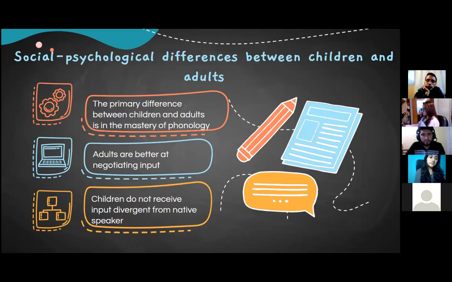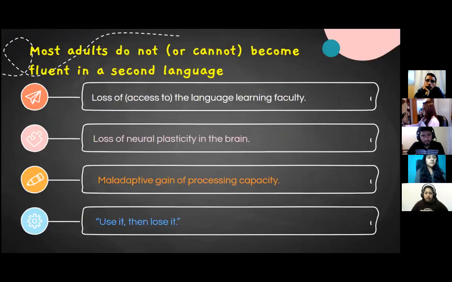Long, in 1990, was talking about social psychological differences between children and adults. The primary difference between children and adults is in the mastery of phonology, which can hardly be due to input differences. The second is that adults are better at negotiating input, which should suggest better acquisition. And finally, he mentioned that children do not receive input divergent from native speaker speech in certain cultures. Next, please.